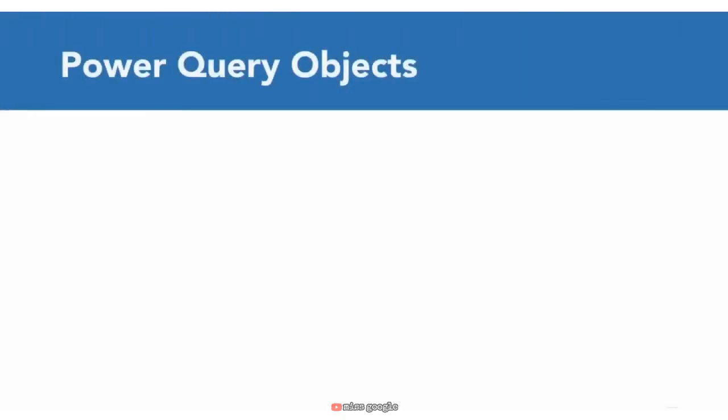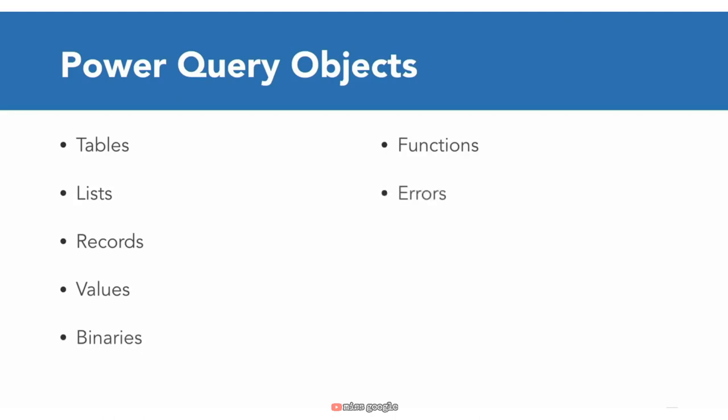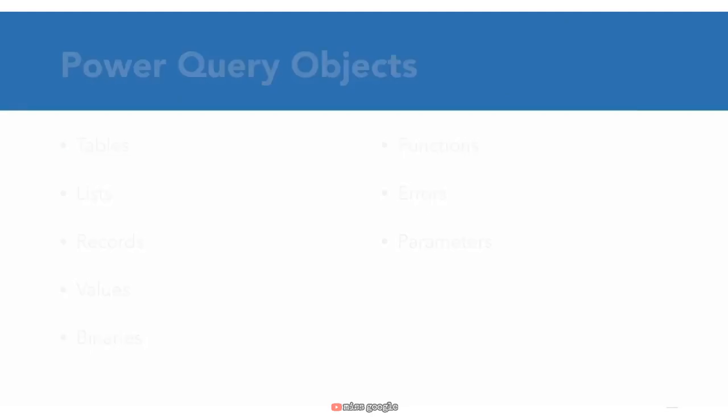We define a programming object as a particular instance of a class with a combination of variables, functions, and data structures. In Power BI, Power Query Editor objects include tables, lists, records, values, binaries, functions, errors, and parameters. We rarely use binaries, functions, lists, and records by themselves, but instead combined with other objects like table objects.